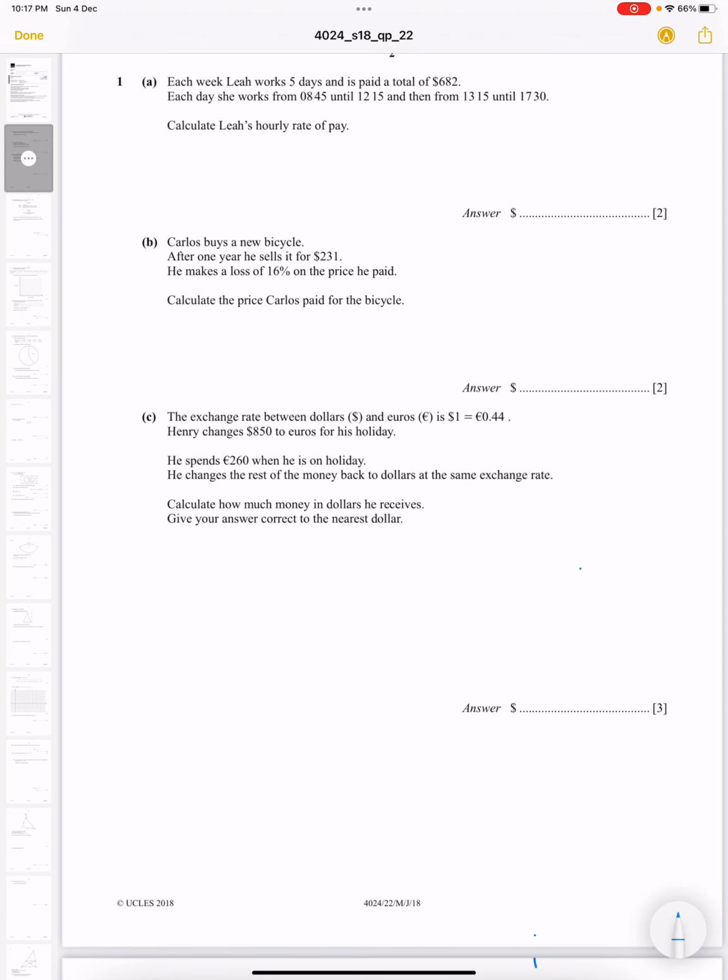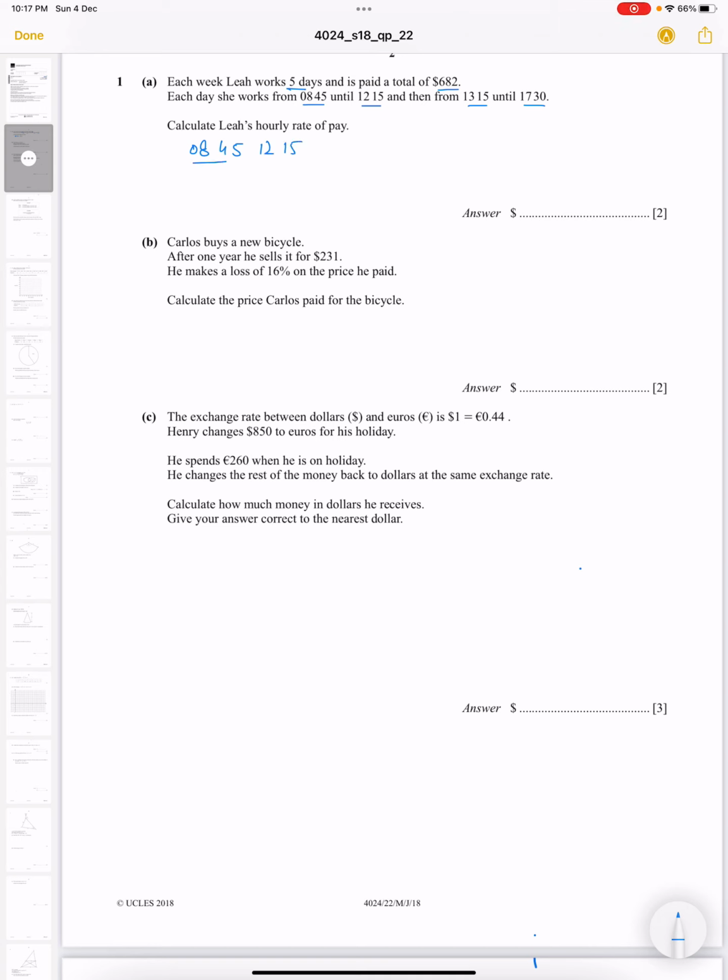Each week, Leah worked 5 days and is paid a total of $682. Each day she works from 8:45 till 12:15, then from 13:15 till 17:30. We have to calculate Leah's hourly rate of pay. First, we have to calculate how many hours she worked each day. So 8:45 till 12:15. I suggest the better way of calculating time is by using a timeline.